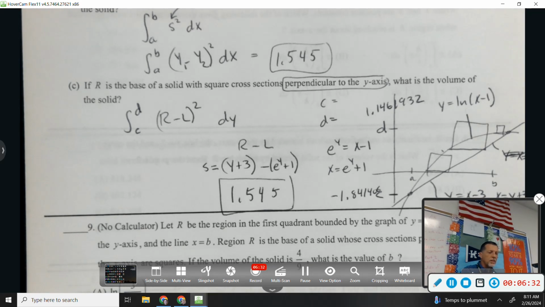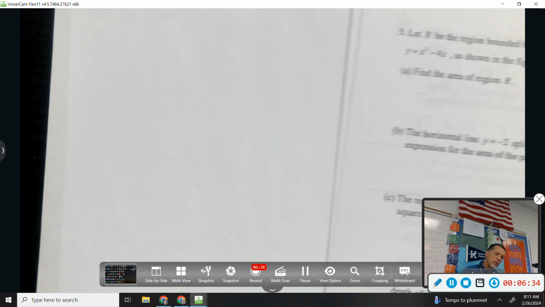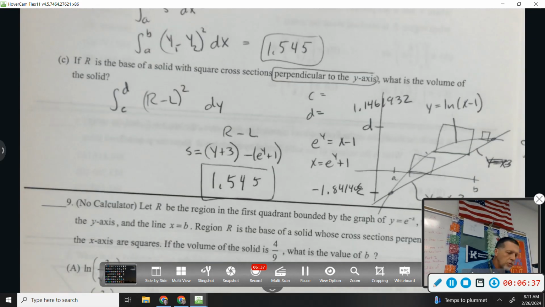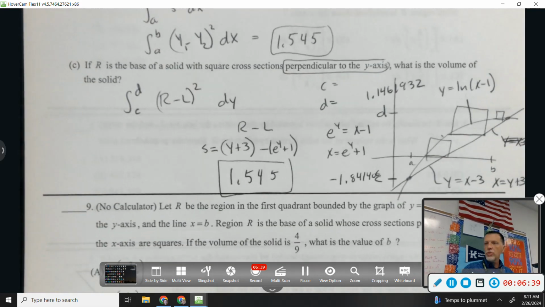Okay, so today's assignment is finish worksheet 1. However much of it you haven't done, do 1 through 9, and we'll answer some of those questions tomorrow.